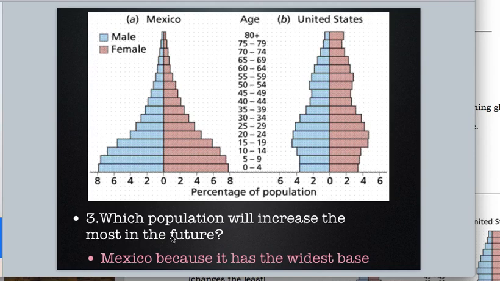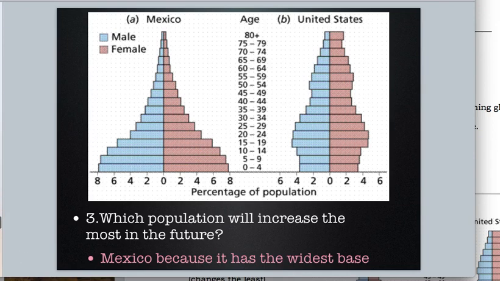Okay, which population will increase the most in the future? Well, Mexico, because it has the widest base. So as these 0 to 4-year-old girls and boys grow up, the Mexican population is going to explode. As our 0 to 4-year-olds grow up, it's not going to be as big of a population increase as it will be in Mexico. But in general, the widest base has the biggest increase.